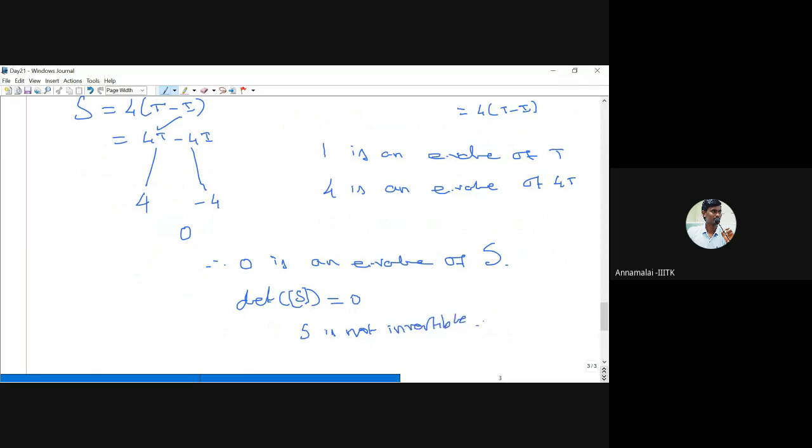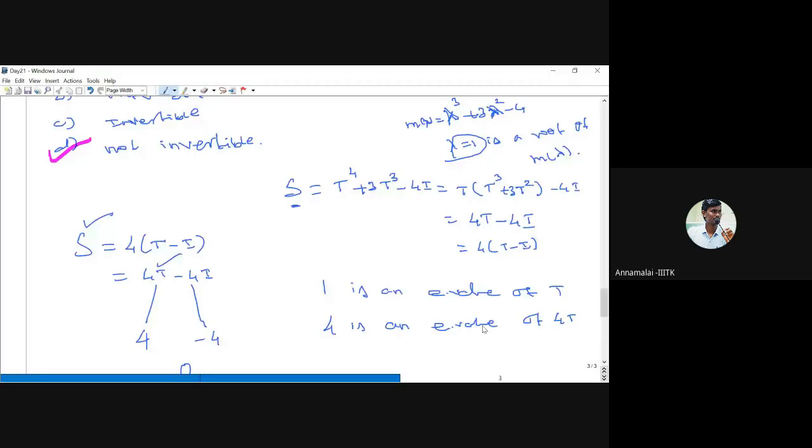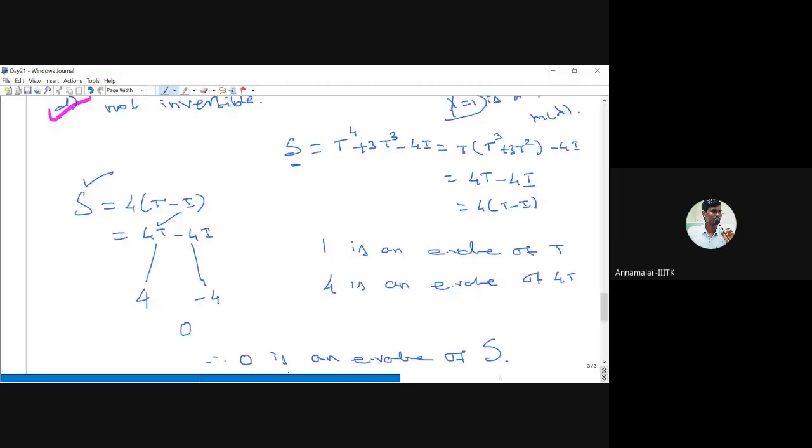So any doubt? Actually, the given one eigenvalue. We know lambda equal to 1 is an eigenvalue for T. Therefore, the eigenvalue for 4T is nothing but 4. So 4 is one eigenvalue. Therefore, 0 is one of the eigenvalues of S. We don't bother about the other eigenvalues, because I am going to show that 0 is one of the eigenvalues. So got it?